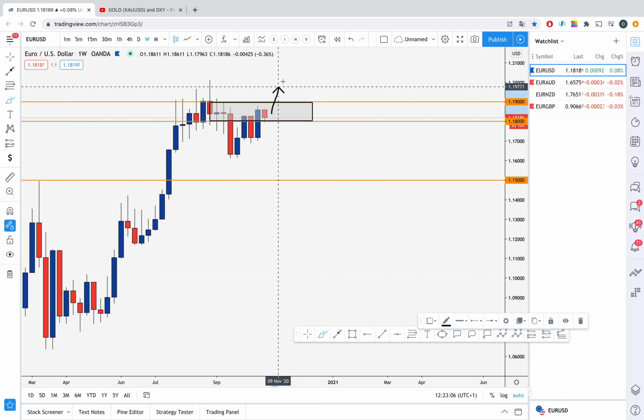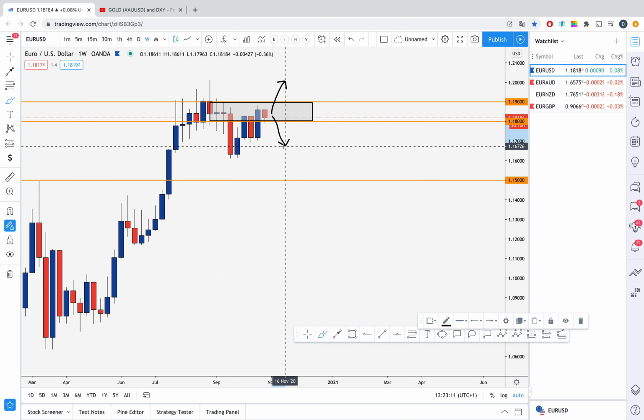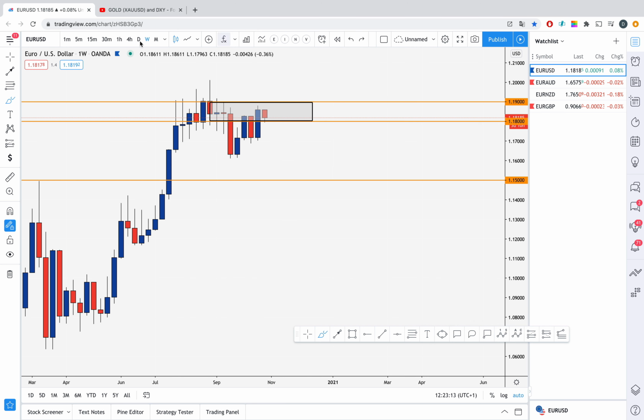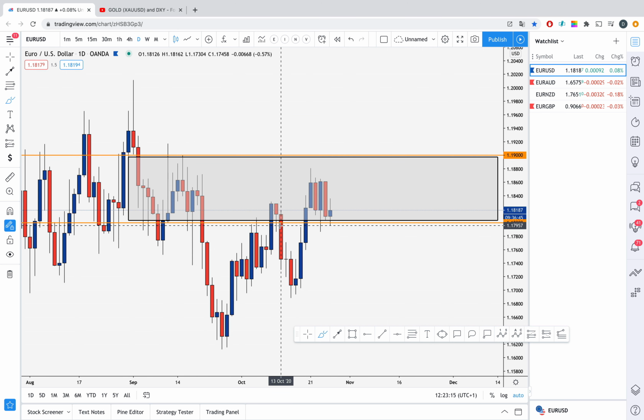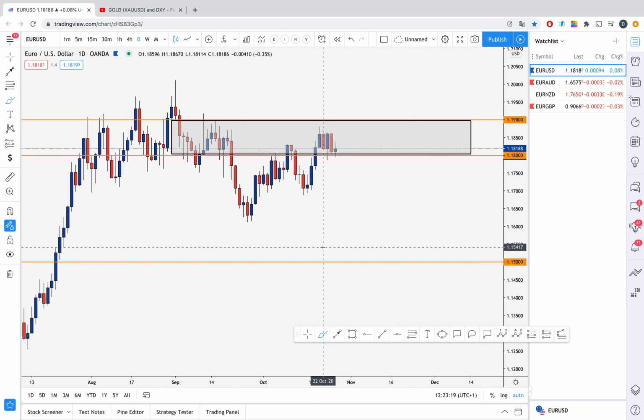Also from a weekly, we can expect a push to the upside, but we can still expect movements to the downside, okay? Just for you to keep in mind. Now, let's have a look at the daily. And what we can see on the daily are actually two things.